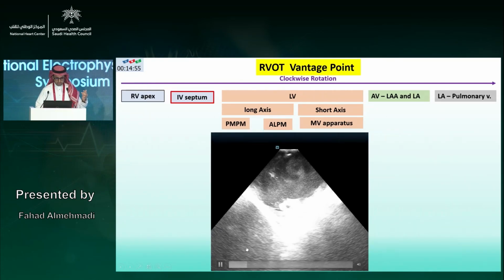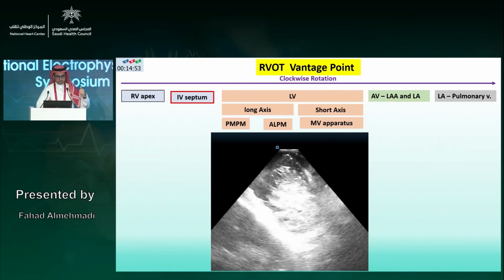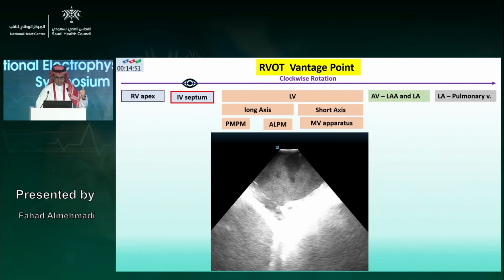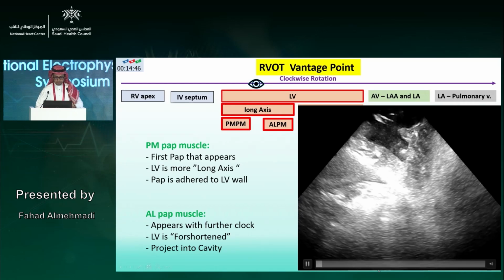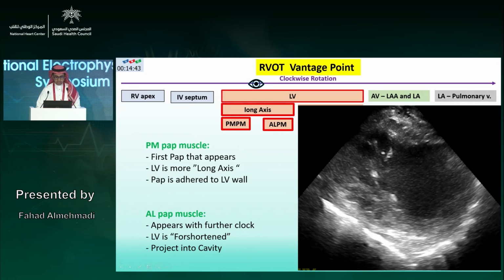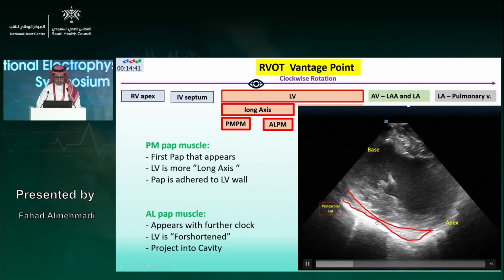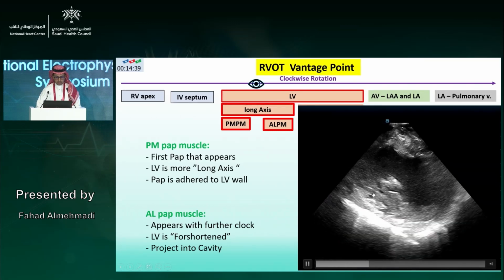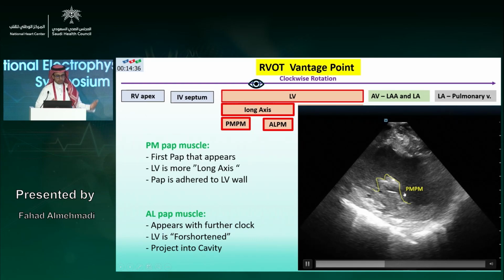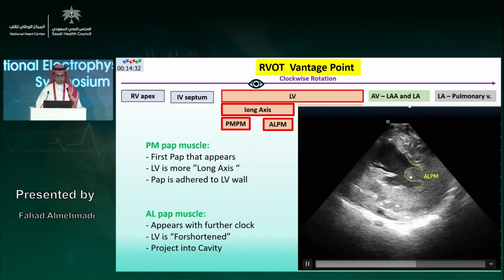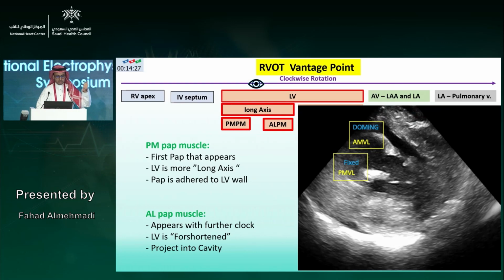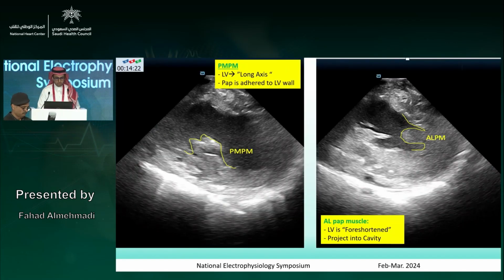If we clock, the first thing that we see is the interventricular septum. And if we clock more, we start seeing the left ventricle. We see here a pericardial fat, and we can see the pap muscle. This is more for ventricular arrhythmia. This is the posteromedial pap muscle. If we clock more, we see the anterolateral pap muscle. So we can have a really good view of the left ventricle, especially when we are mapping and ablating ventricular arrhythmia, which is not the focus here.